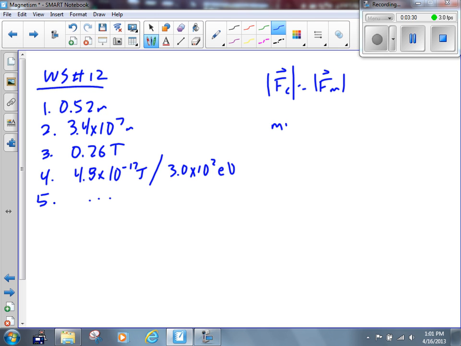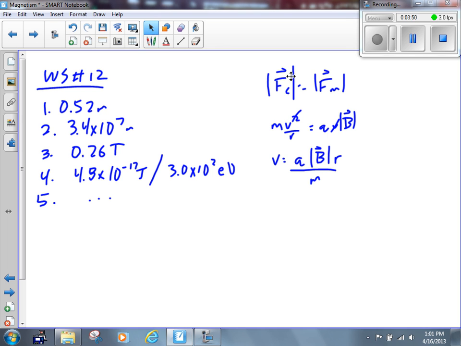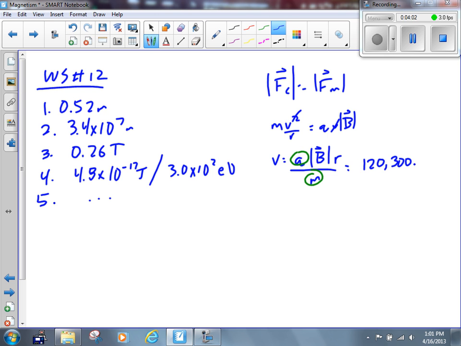It becomes mv squared over r equals qvb. These cancel again. And we're solving for the kinetic energy here. Kinetic energy doesn't even appear here, but speed does. So let's find speed first. Q times b times r over the mass. It's an alpha particle, so we got to be careful with the charge and the mass. Look on your data sheet, but look for the alpha particle, not the electron or the proton. When we do the math on that to find speed, we get 120,300.75 meters per second.